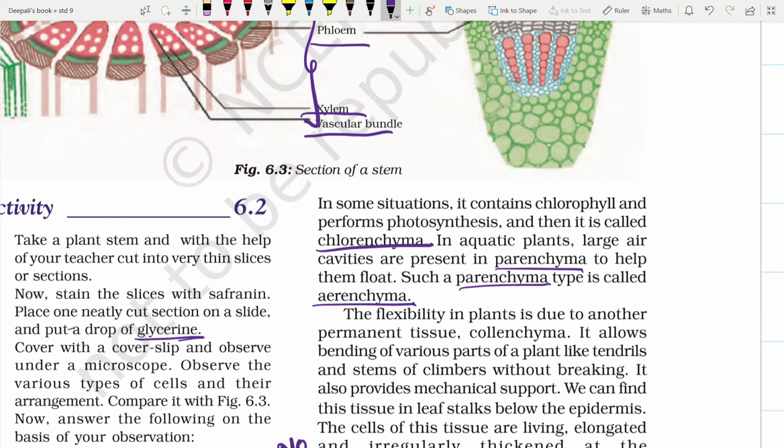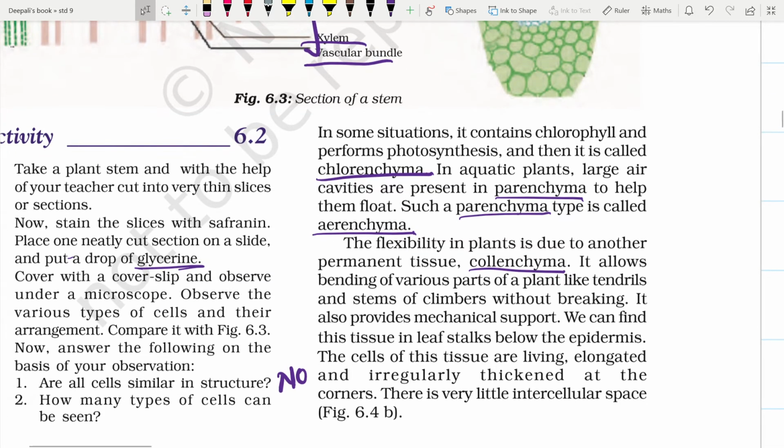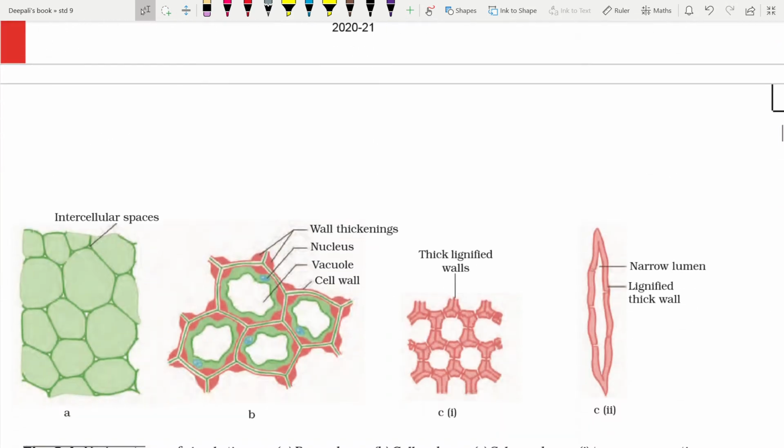The flexibility in plants is due to another permanent tissue, collenchyma. Chyma means tissue and the prefix represents what its function is. It allows bending of various parts of the plants like tendrils and stems of climbers without breaking. It also provides mechanical support. We can find these tissues in leaf stalks below the epidermis. The cells of these tissues are living, elongated and irregularly thickened at the corners. There is very little intercellular space.